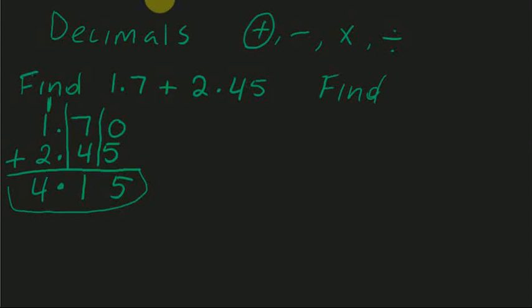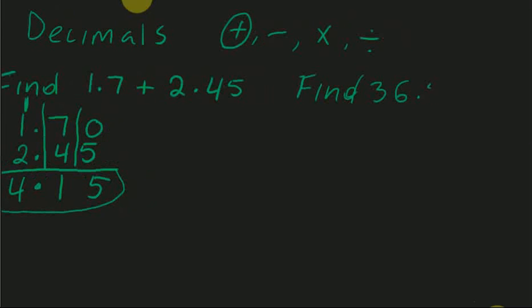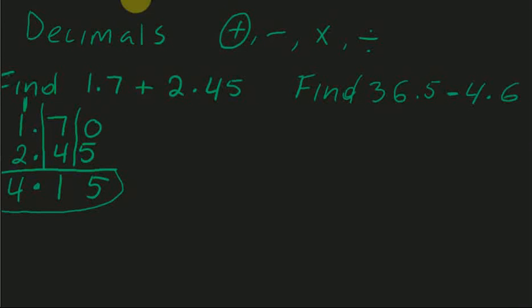Find 36.5 subtract 4.6. Find 36.5 minus 4.6. Put in order, put 36.5 on top and 4.6 below, and start subtracting.